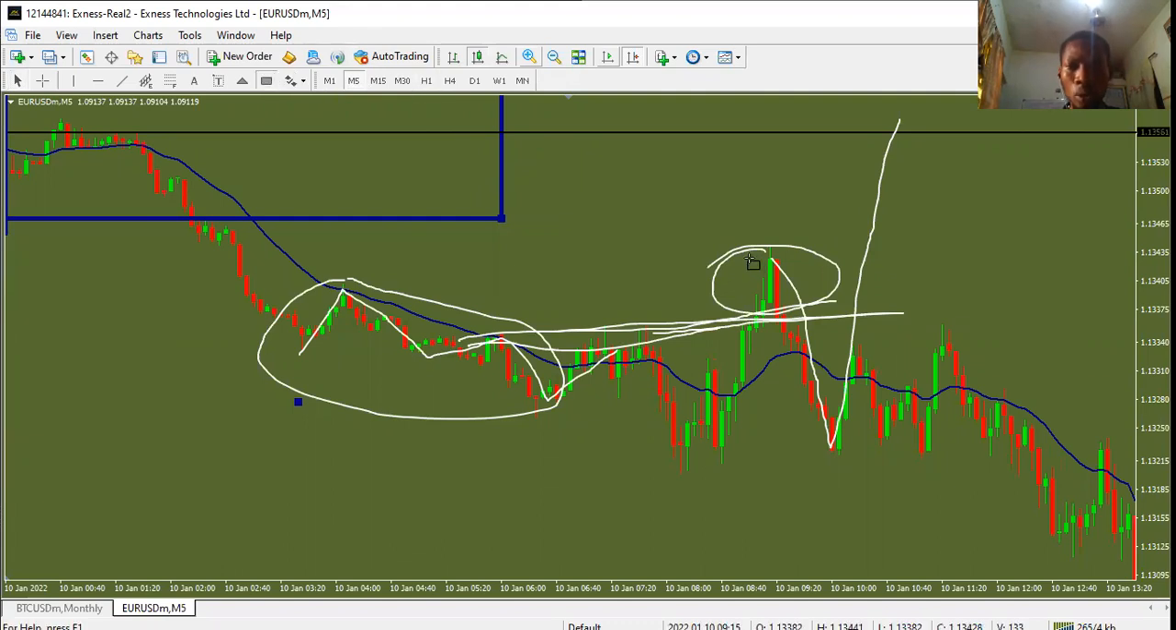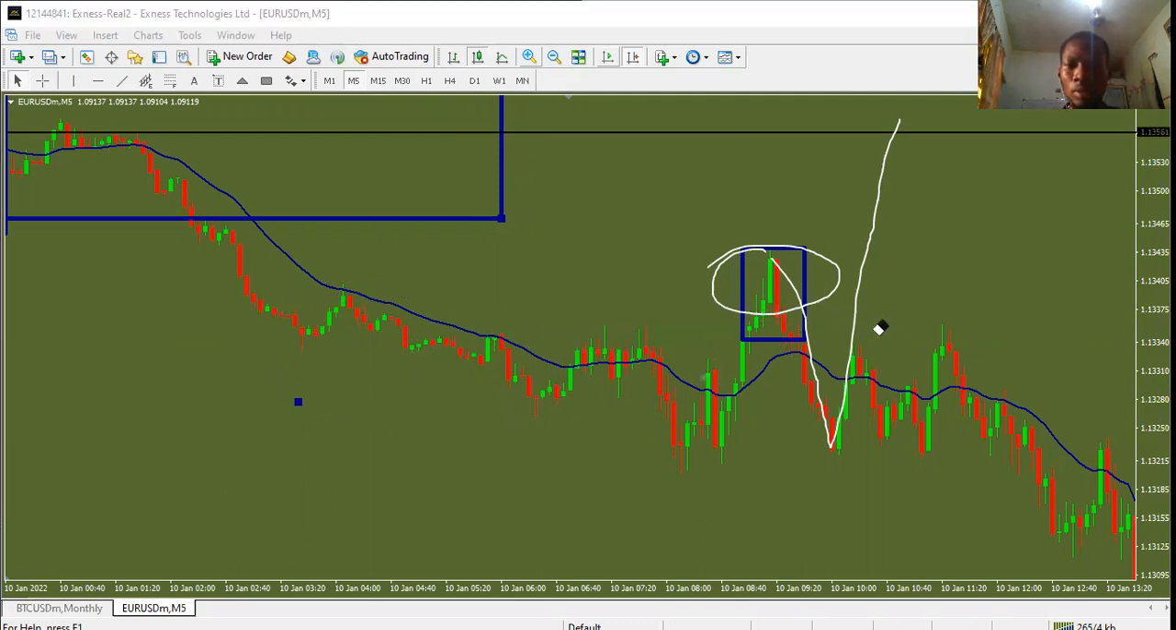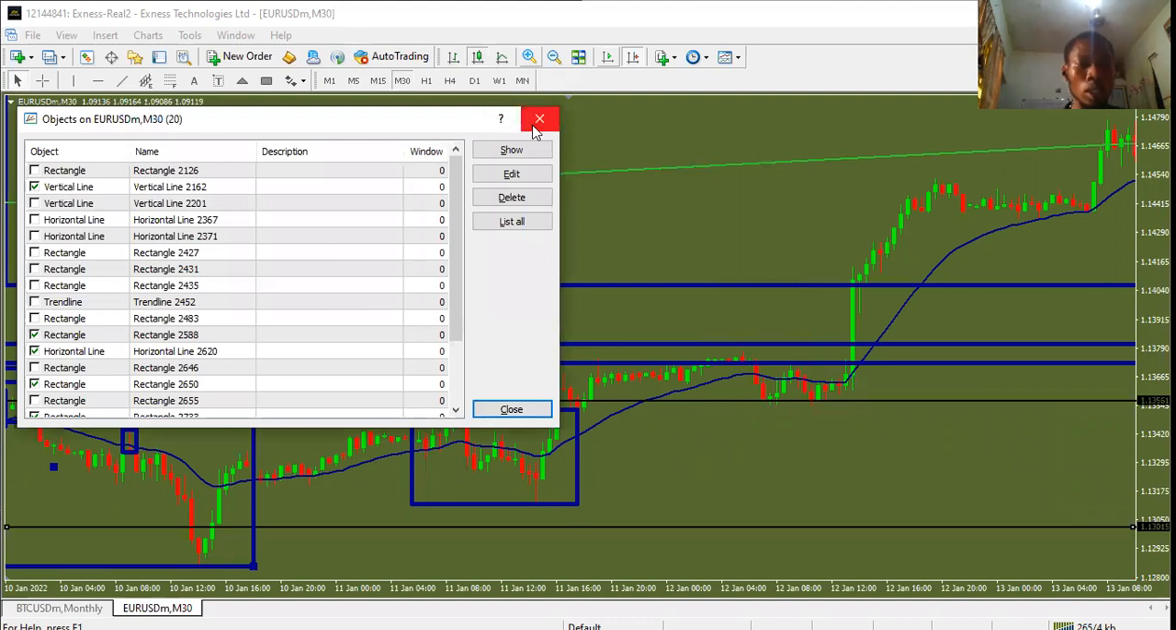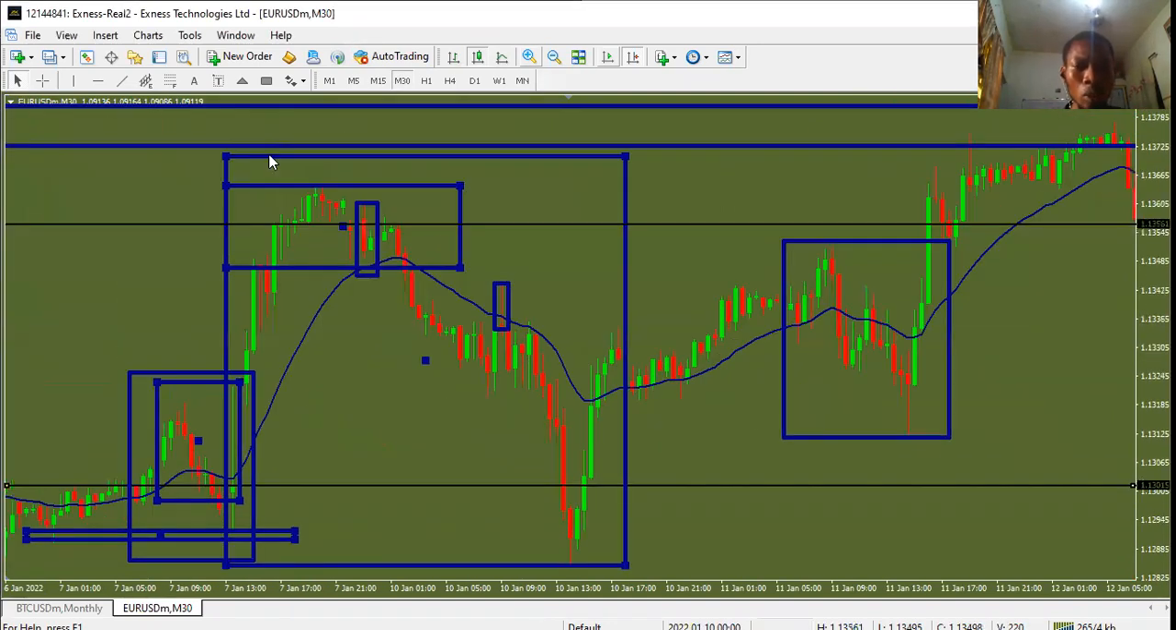Let me go back and put our rectangle. Yeah. All right, let's clean all this. Now we want to go down to that point where our rectangle is. Let's go to 30 minutes since we are looking at the 5 minutes. Good. Can you see it? This is it. This is the rectangle here.